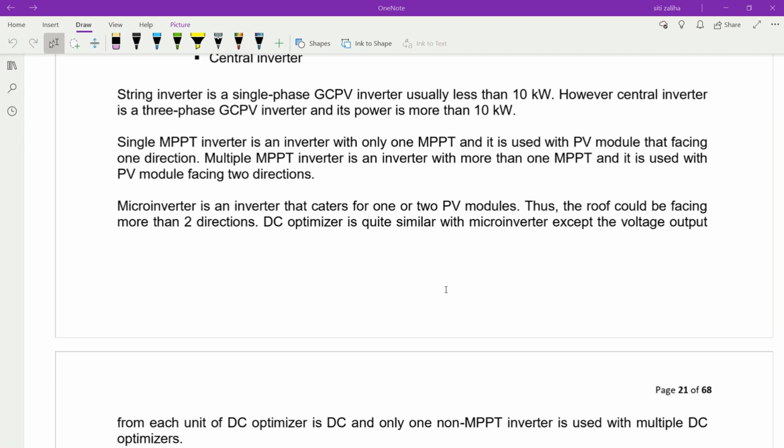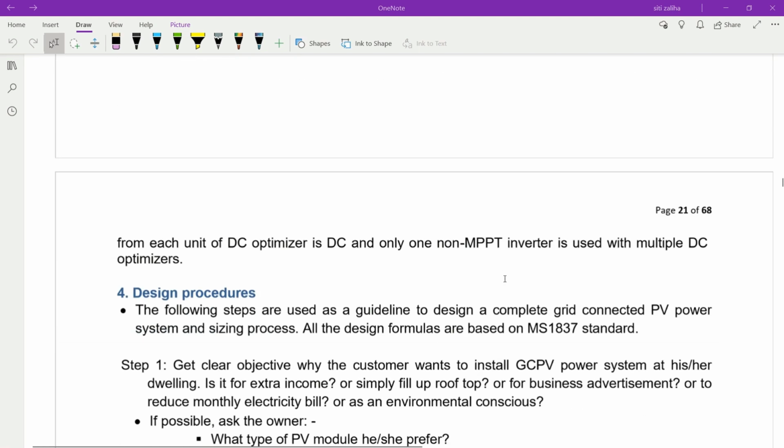A microinverter is an inverter that caters for one or two PV modules. Sometimes you can go to three. Thus, the roof could be facing more than two directions. A DC optimizer is quite similar to a microinverter, except the voltage output from each unit of DC optimizer is DC, and only one non-MPPT inverter is used with multiple DC optimizers.